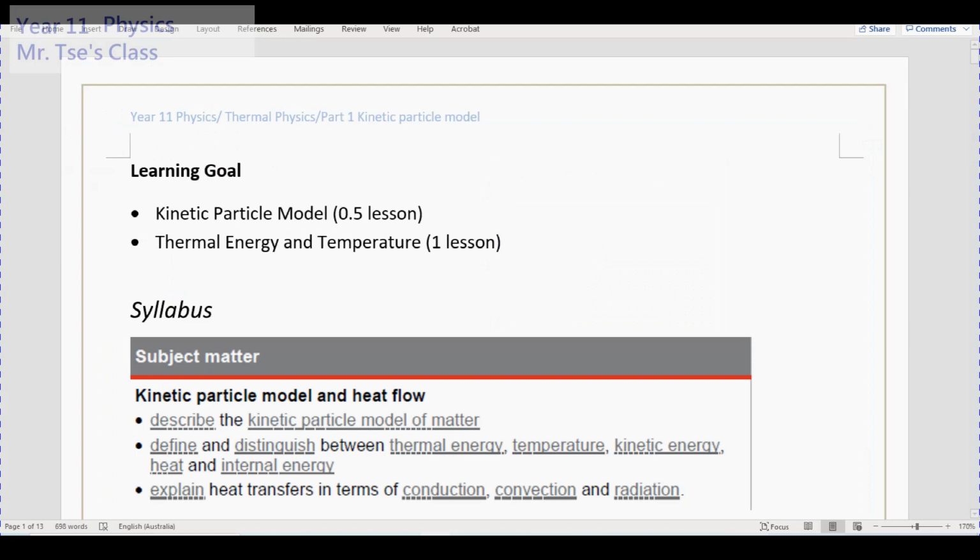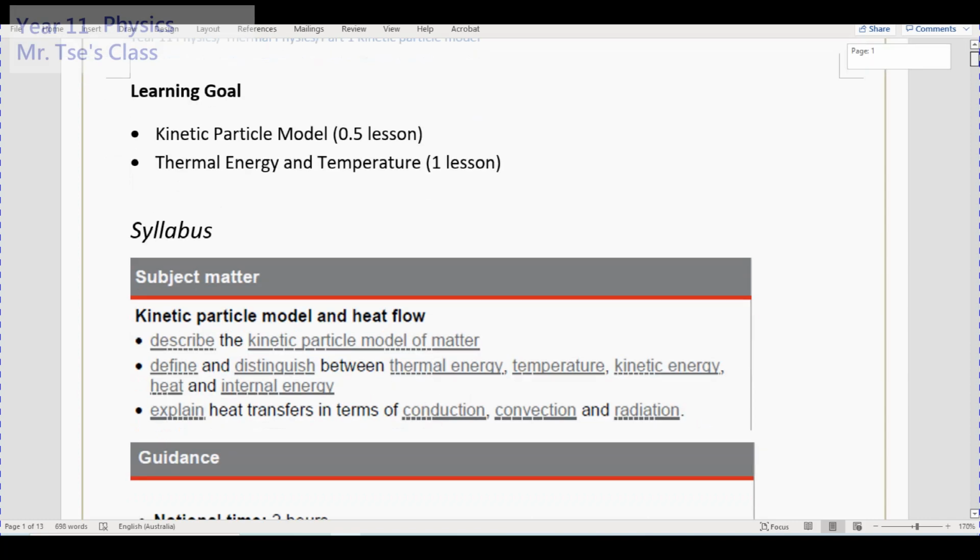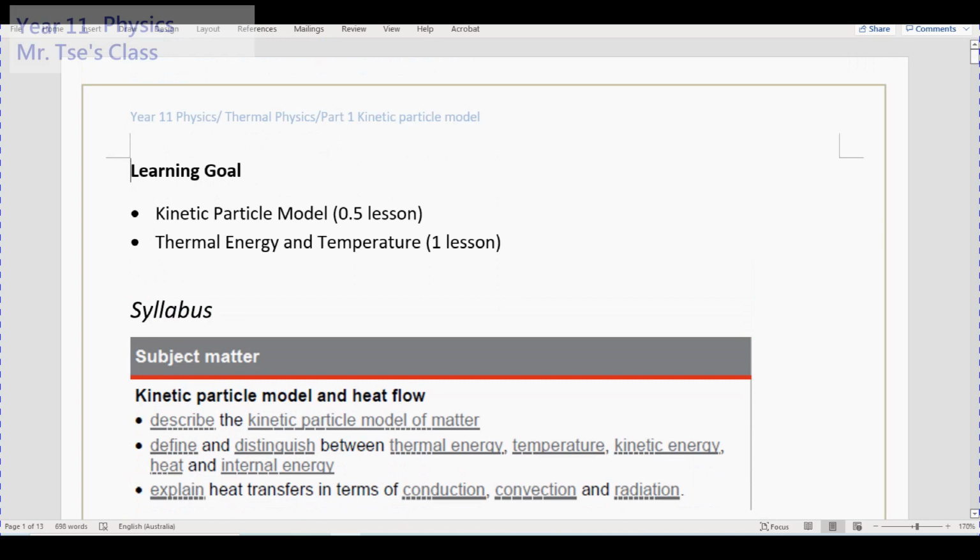Okay, so our first lesson is about the kinetic theory model. I'm not sure how many of you have heard that before. Kinetic particle model is the model about how particles behave in solid, liquid, and gas. That's the name for the models we call kinetic particle model. I would like to take only half a lesson for that. For the video, possibly it will take me 20 minutes. I will try to finish that within 20 minutes.